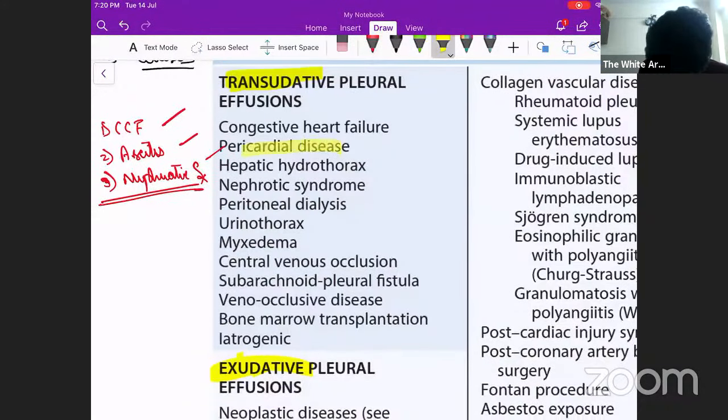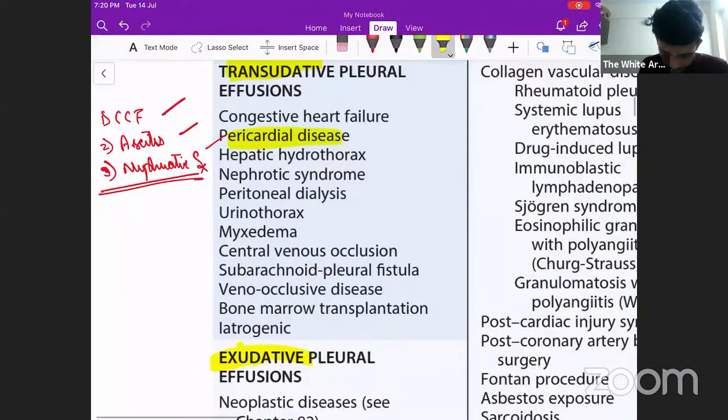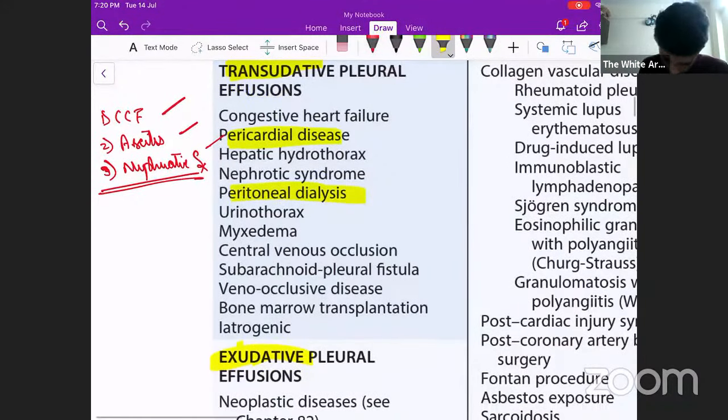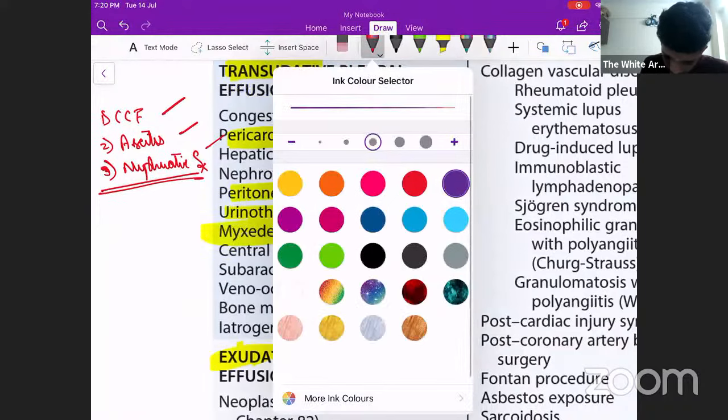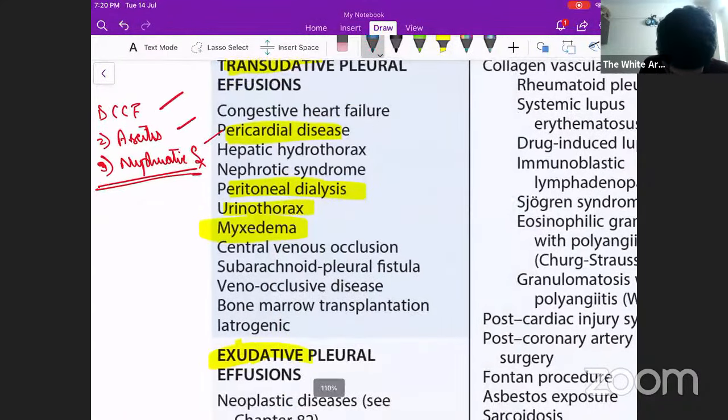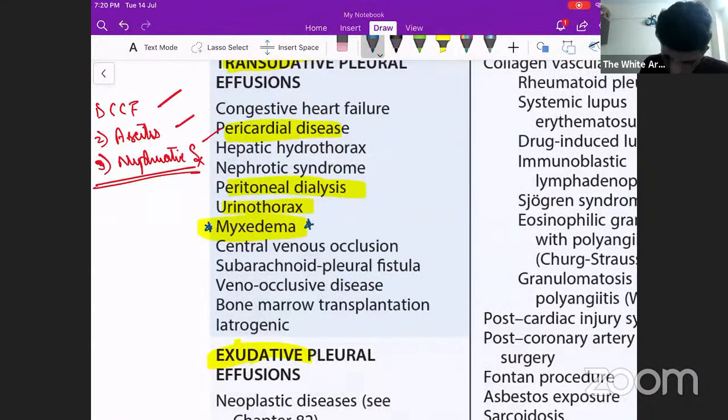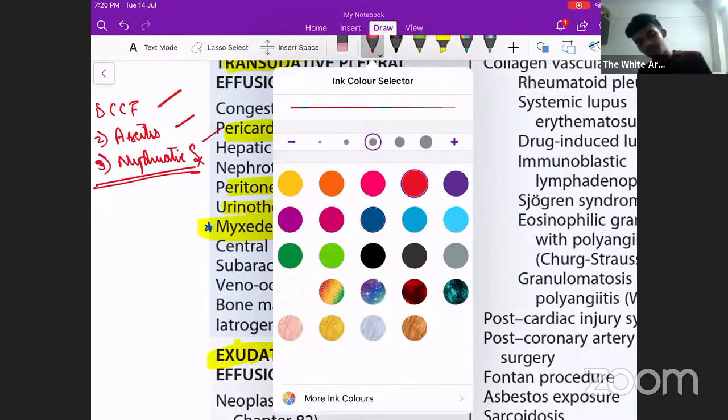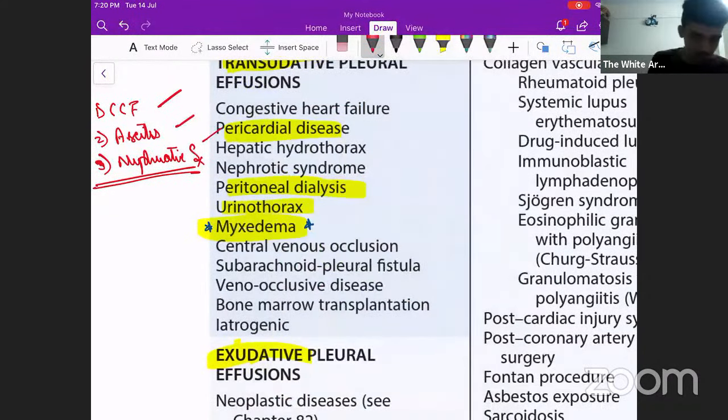One is pericardial disease, causing constrictive pericarditis. That is important. Next, continuous ambulatory peritoneal dialysis. If the patient is on CAPD, then obviously the fluid over there will seep through the diaphragm and get collected in the pleura. So that is fine. Next, urinothorax we just now discussed. Next is mixed edema, a very important cause. Don't forget. Okay, this mixed edema usually comes with pericardial effusion also. So if there is mixed edema causing pleural effusion, look for pericardial effusion also.